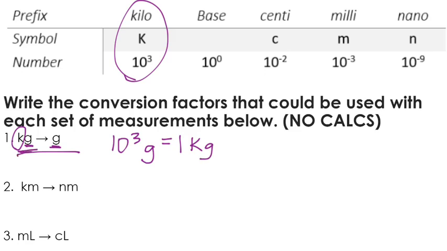Even though this has the kg on one side and the g on the right side, it doesn't really matter. We could switch the order of these, but I'm just writing this in the same format as that general equation that I gave you earlier, starting with the number from the table.